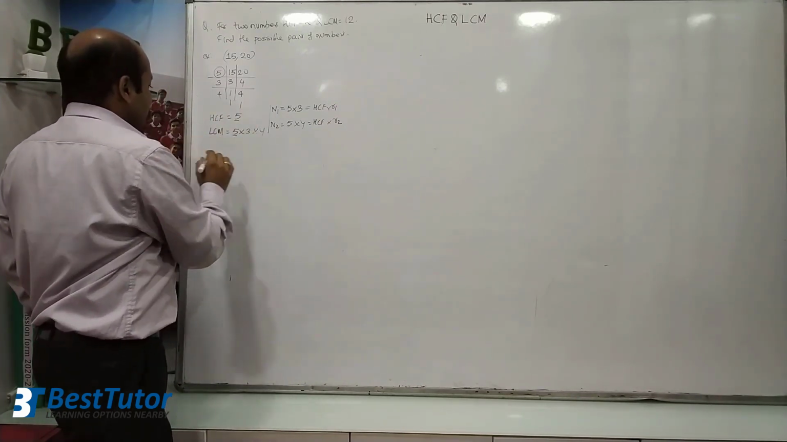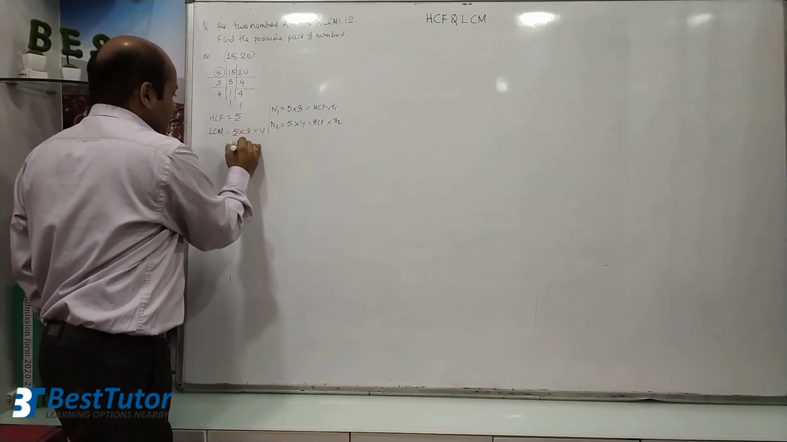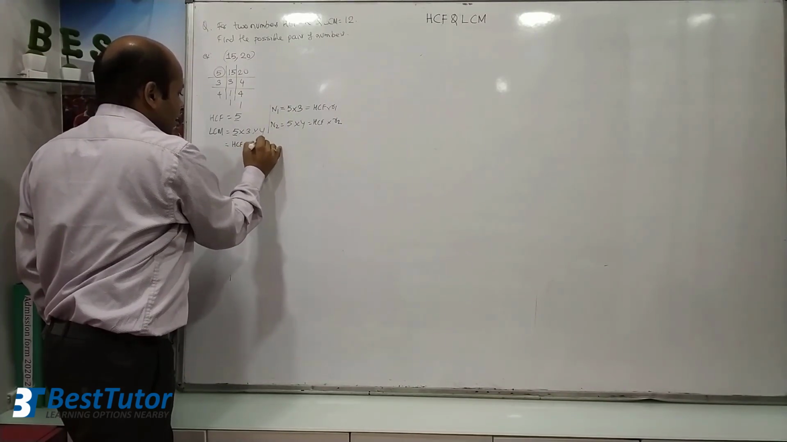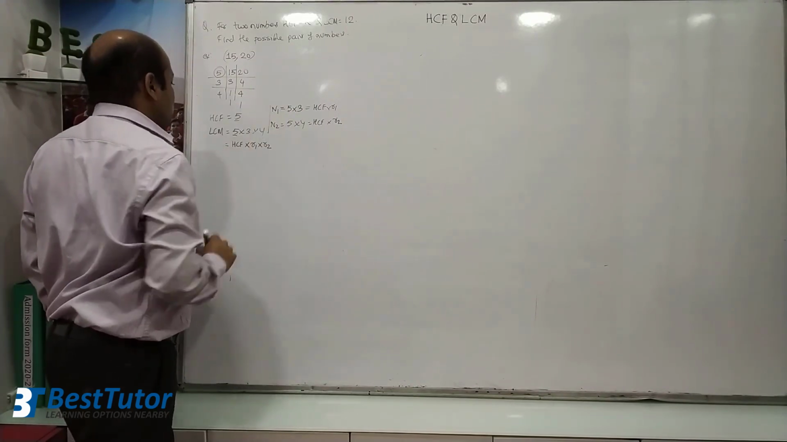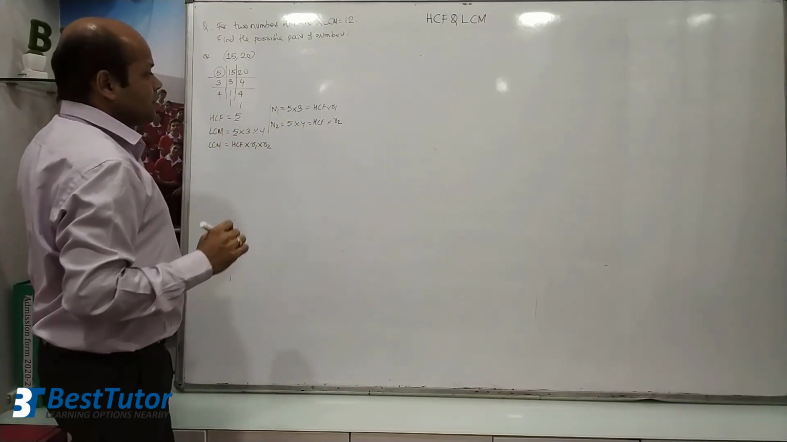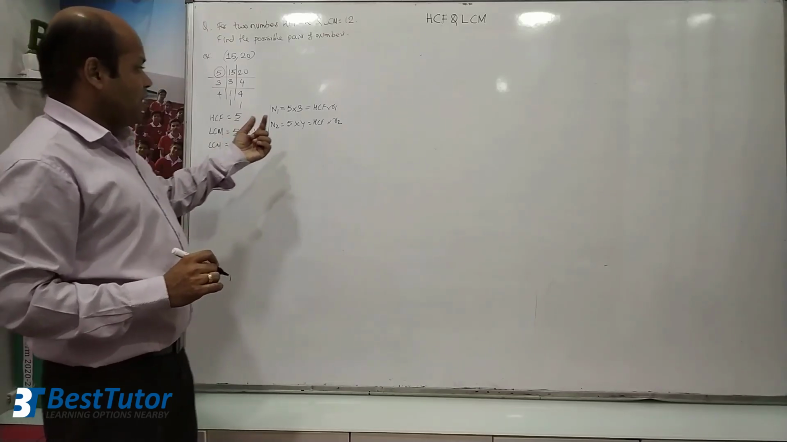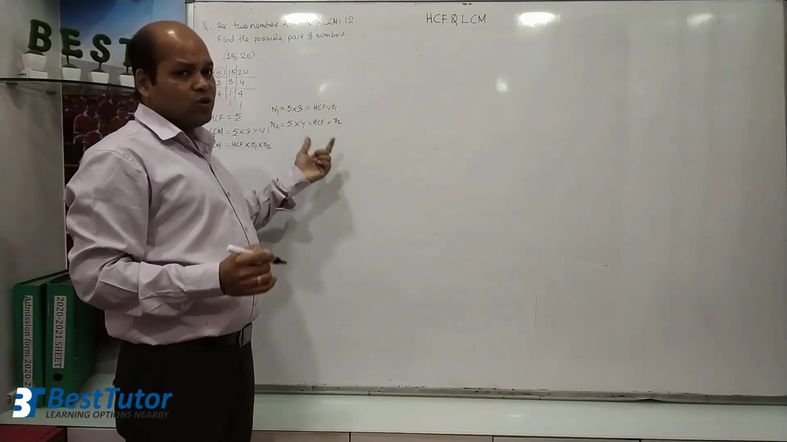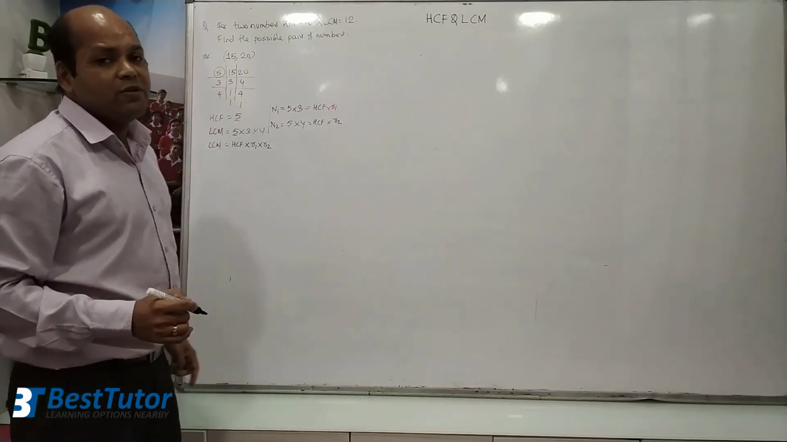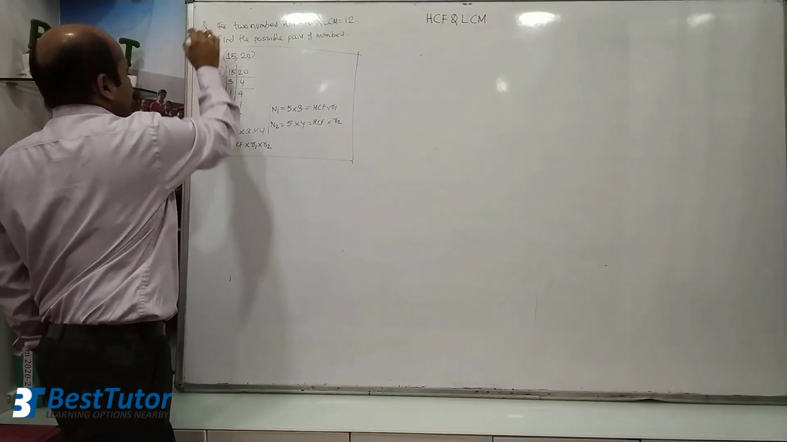Now come to LCM. What is LCM? It is 5, which is HCF, and it is multiplied by 3, which is R1, and multiplied by 4, which is R2. So LCM is this. This is the concept you have to use in this. That for any two numbers, we are talking about two or more numbers, HCF is common to all. And then they will have some relatively prime factors. Fine?